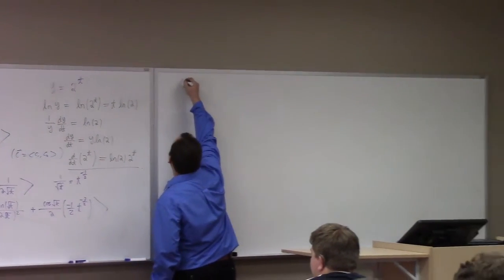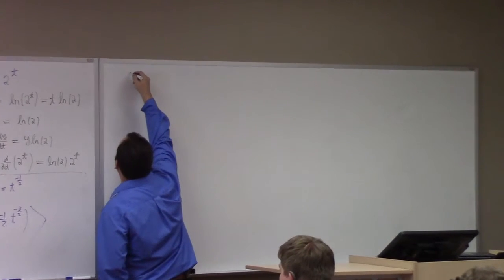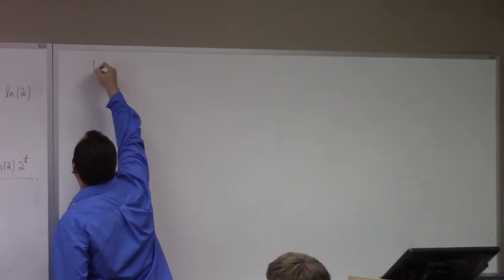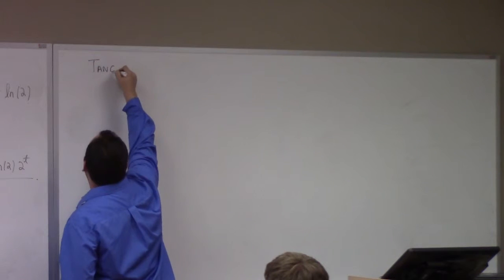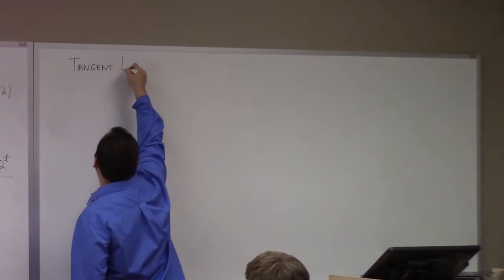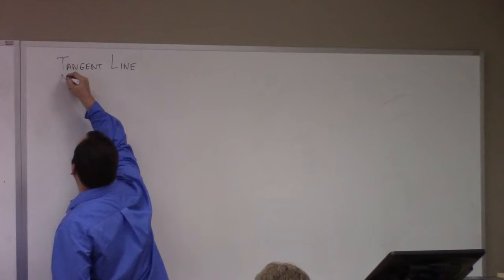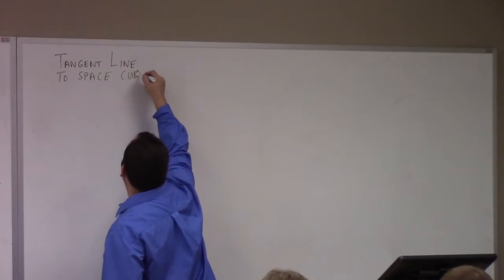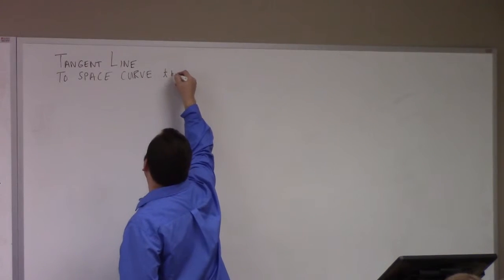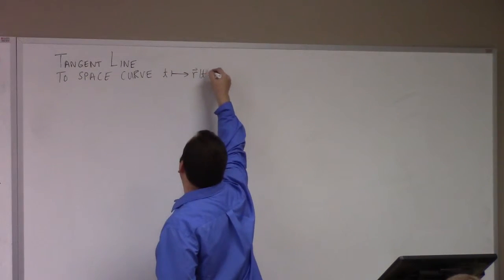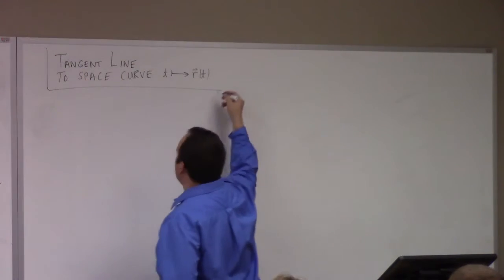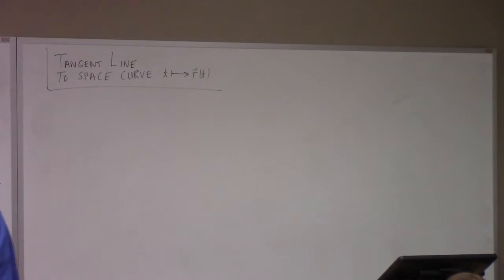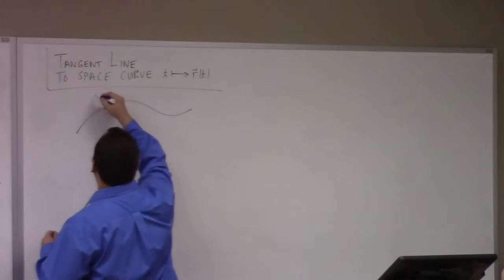Let's see here. I'll do another example, but first I want to introduce a new concept, tangent line to space curve. So the space curve is t maps to r of t. So basically the picture is something like this. I don't know.